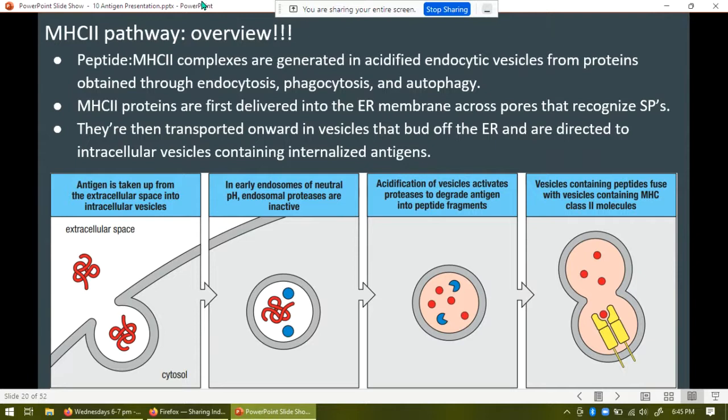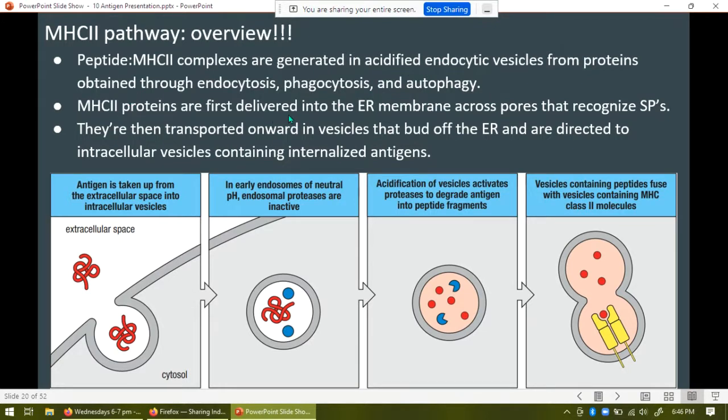So MHC2 pathway. This is an overview of that. You've seen this figure before. You're probably familiar with most of these concepts at first. So peptide MHC2 complexes, i.e. peptides bound to MHC2, are generated in the acidified endosome, which is another way of saying endocytic vesicles, from proteins that are obtained through endocytosis, phagocytosis, or autophagy. Okay, so MHC2 can be loaded with peptides from any of these three processes. That includes, in autophagy, peptides from the cytoplasm as well, right? They don't have to be taken up from outside the cell because autophagy allows this to happen.